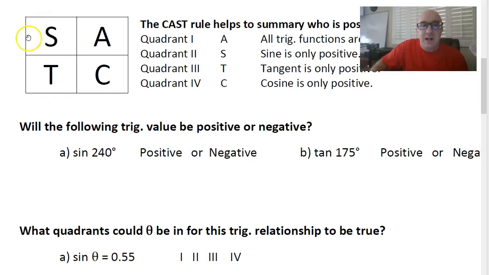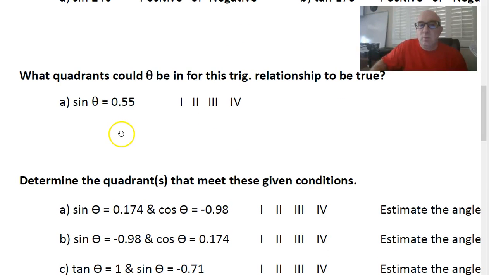Well, 175 puts me in this quadrant because 90, 180. And tangent would be negative in that quadrant. How about this question? What quadrants could I be in if this relationship was true? The sine of some angle gave me 0.55. Now, what really matters is the 0.55 was positive. So that means I must be either in quadrant 1 or I'm in quadrant 2, because that's when sine is positive. I would circle both of those.